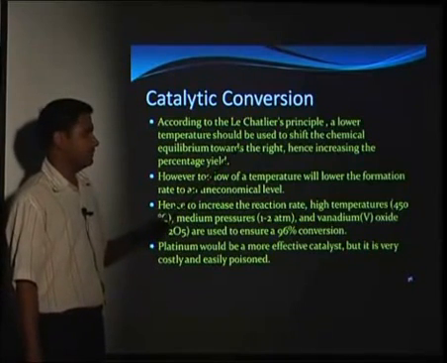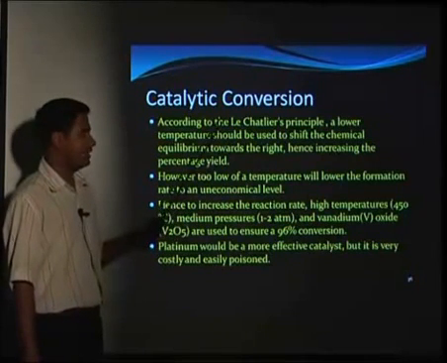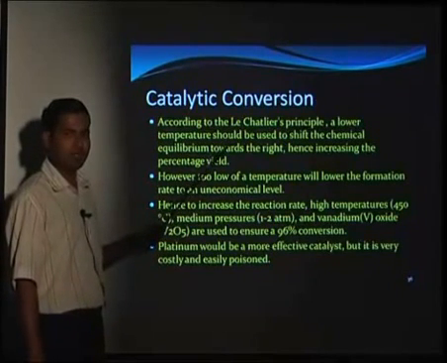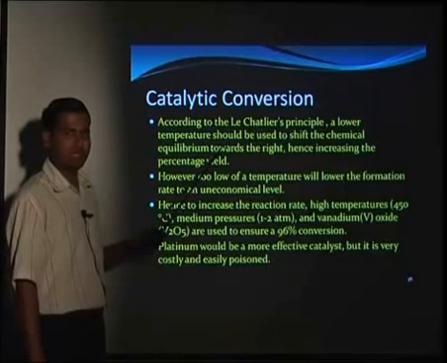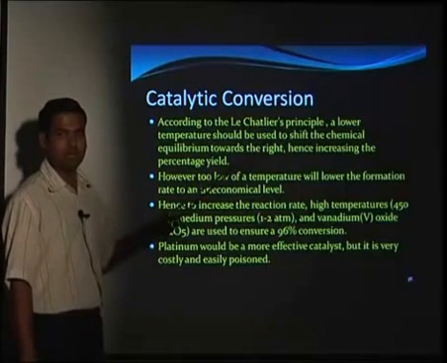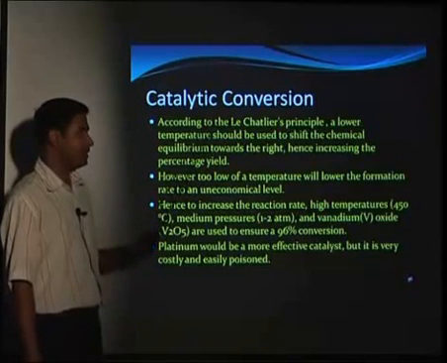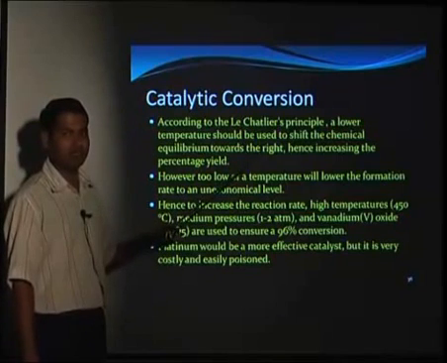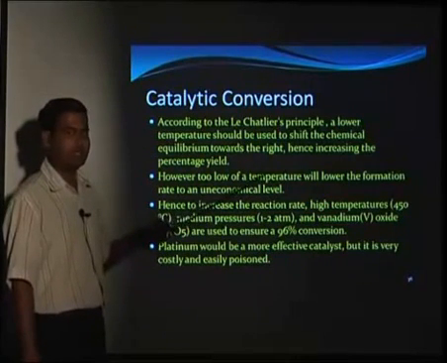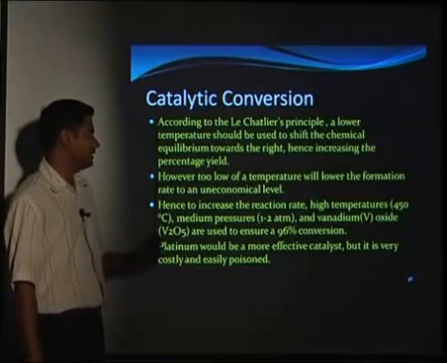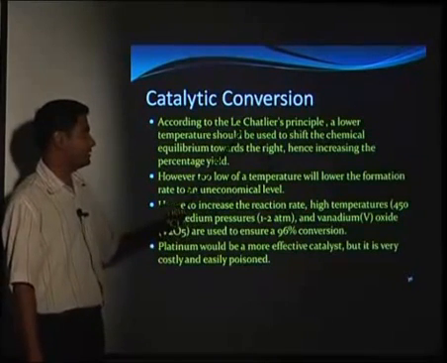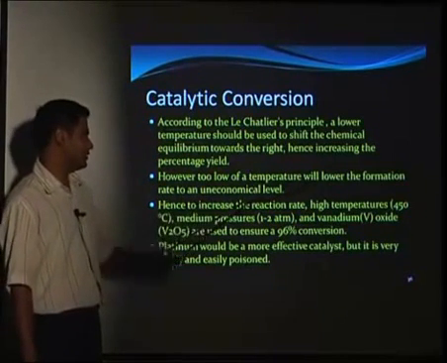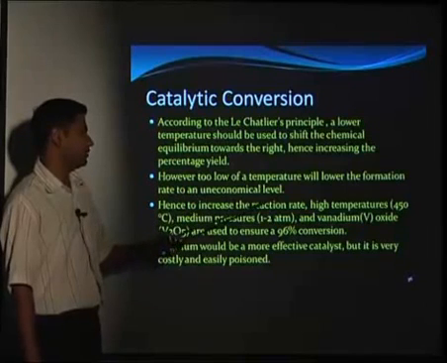So here, if a reaction is exothermic, then what happens? If you want the forward rate of reaction, the product should be high. So we should lower the temperature, or to shift the equilibrium to the forward side, we have to take care of the heat and remove the heat simultaneously. Then the equilibrium can shift from the left hand side to the right hand side. This is given by Le Chatelier's principle. Next one, too low a temperature will lower the formation rate to an uneconomical level.